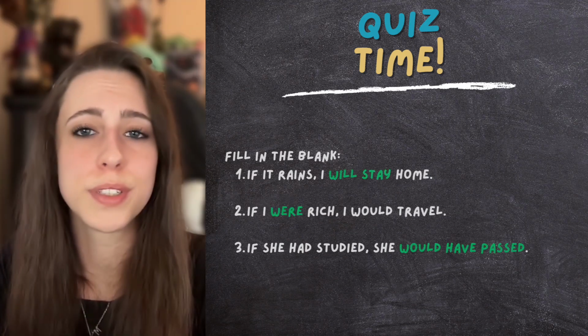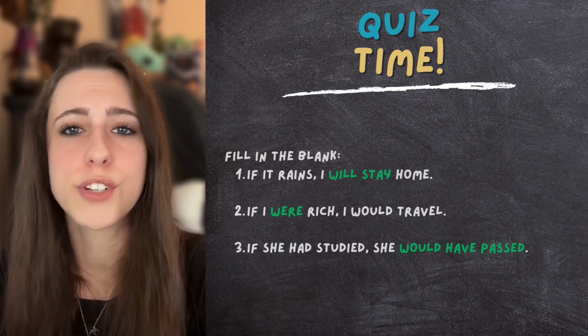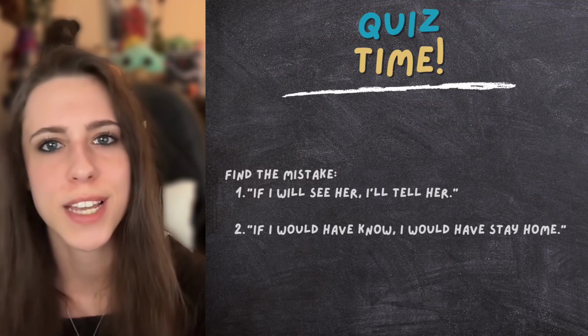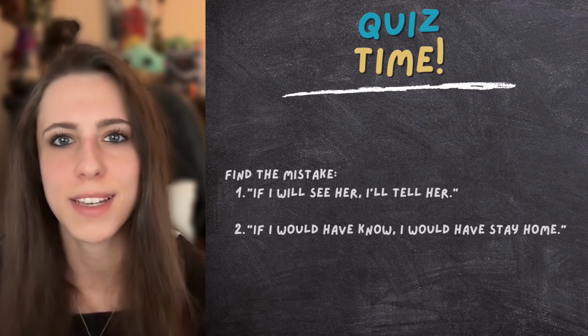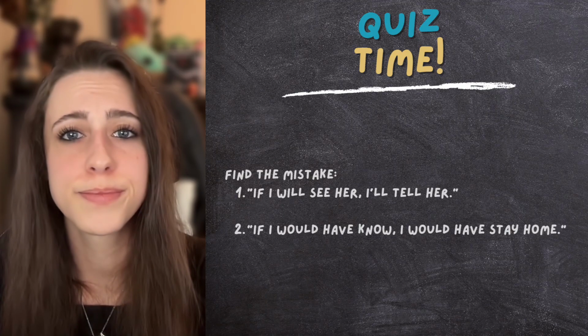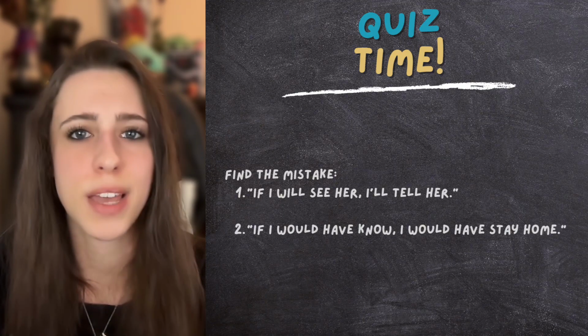If it rains, I will stay home. If I were rich, I would travel. If she had studied, she would have passed. And for the second section, I want you to find the mistakes. Number 1, if I will see her, I'll tell her. And for number 2, if I would have known, I would have stay home.